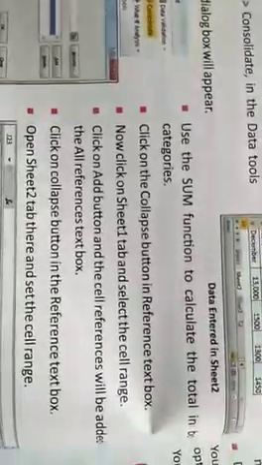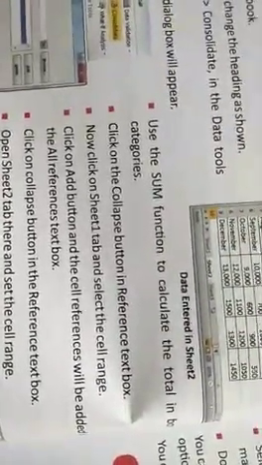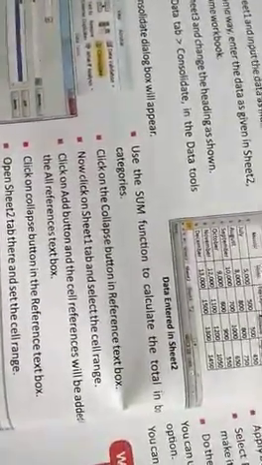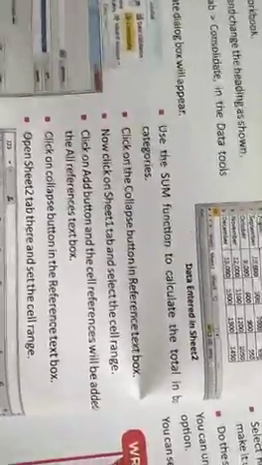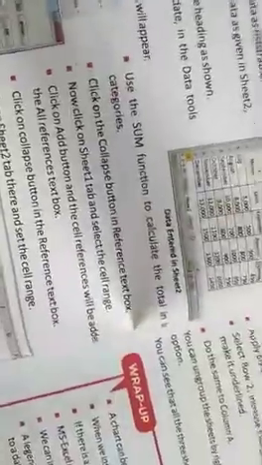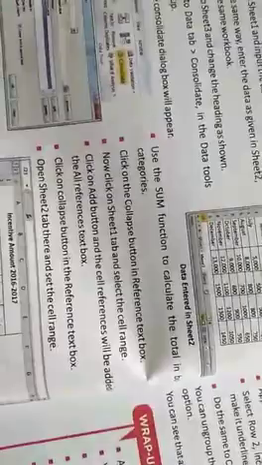Click on the collapse button in the reference toolbar. Now click on the sheet 1 tab and select the cell range. After selecting, click the add button and the cell reference will be added to the all references text box.